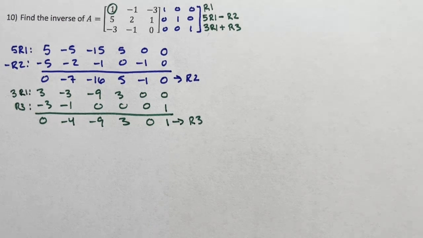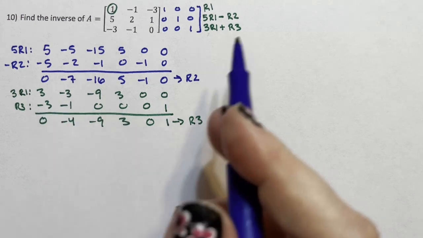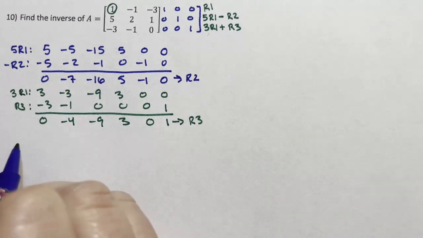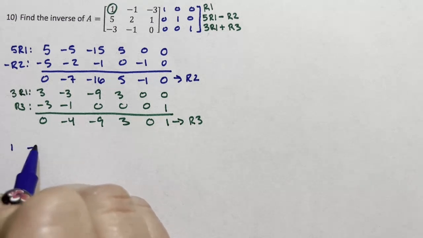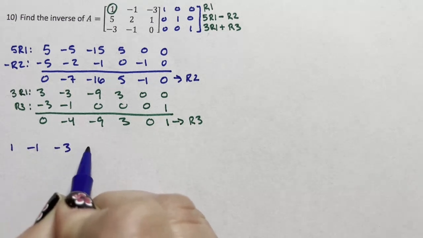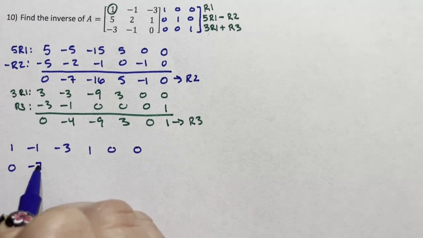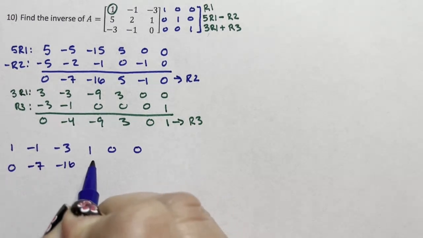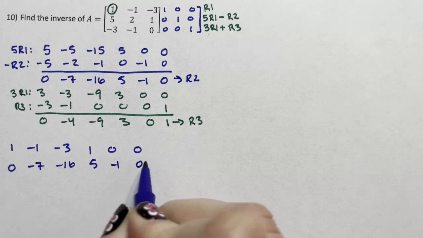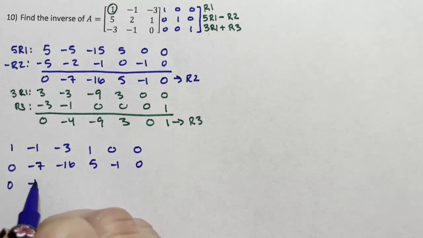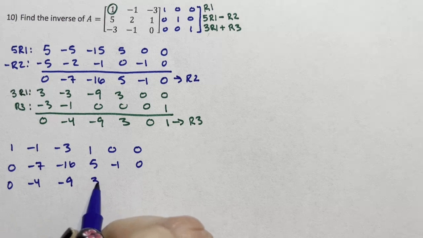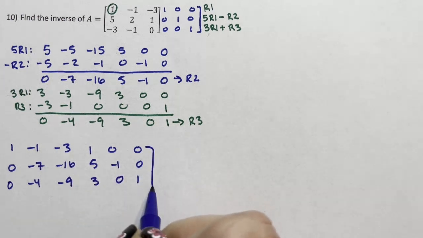So then I rewrite my next matrix. Row 1 did not change: 1, -1, -3, 1, 0, 0. Row 2 is 0, -7, -16, 5, -1, 0. And row 3 is 0, -4, -9, 3, 0, 1.